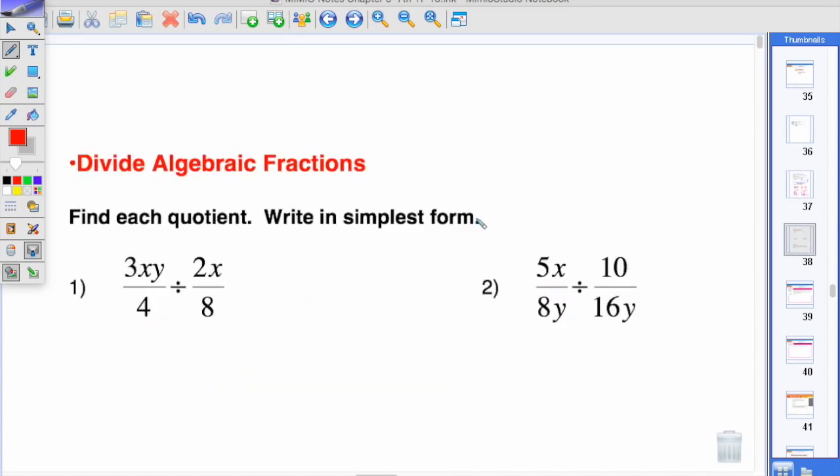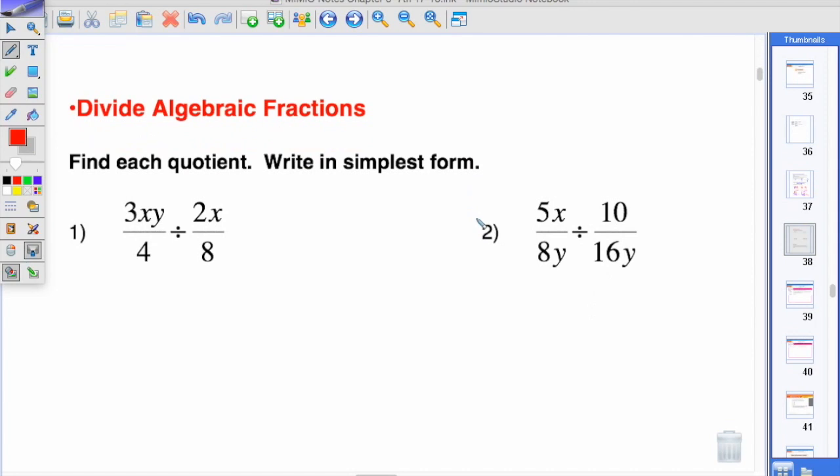Now we're dividing algebraic fractions. We're going to find each quotient and write in simplest form. This is similar to what we did with multiplying algebraic fractions, but we have to keep, change, flip first. So our first fraction stays the same, 3x over 4, times, change it to multiplication, and then flip 8 over 2x.